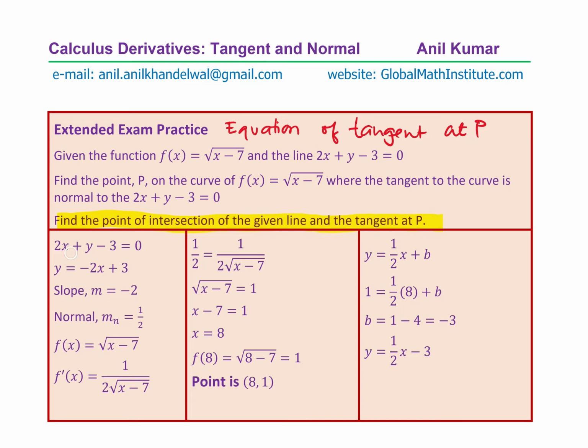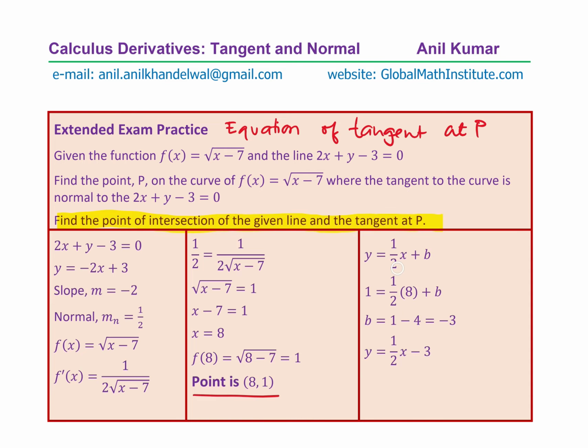So we are given the line. We know that the line could be written as y equals minus 2x plus 3, the slope being minus 2. I'm just repeating the things which we just did. The normal slope being half, and that was the function. This is the derivative. And we did find that the point was (8, 1). Now we need to find the equation of this tangent.